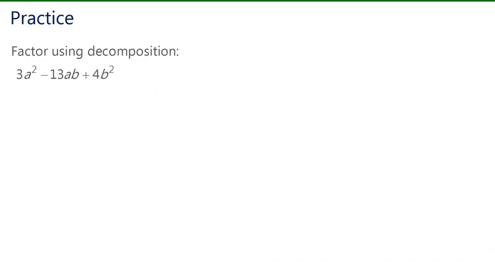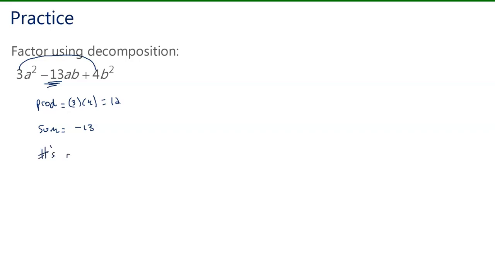You may wish to hit pause here and try this on your own. Factor using decomposition. 3a squared subtract 13ab plus 4b squared. Our product will be 3 times 4, which is 12. Our sum is negative 13, the middle coefficient right here. What two numbers multiply to give us 12, yet add to give us negative 13?